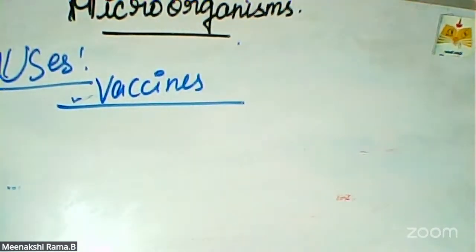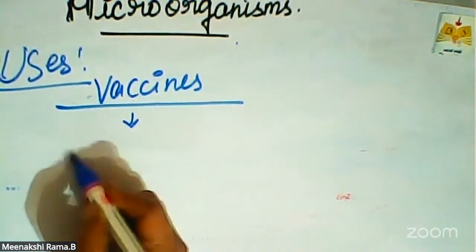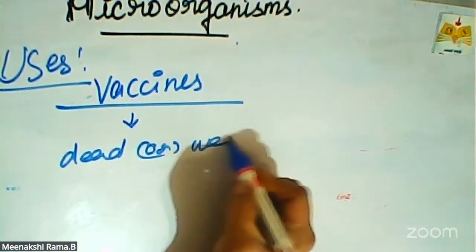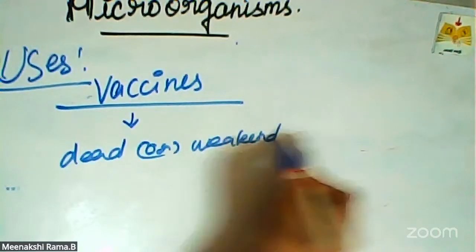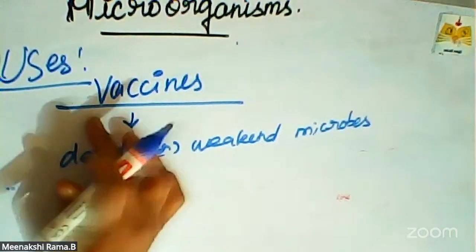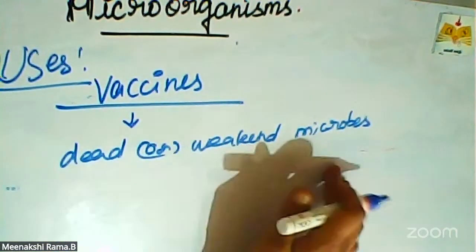Vaccine term. Yes, in the corona period, we are taking three parts of vaccines for corona. Is it? Vaccines are prepared from dead or weakened organisms. They are prepared from dead or weak microbes. Okay, so vaccines are prepared from dead or weak microbes.